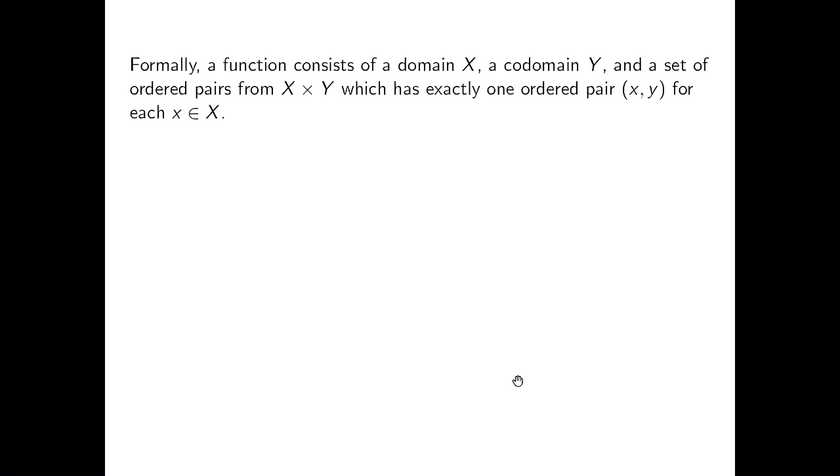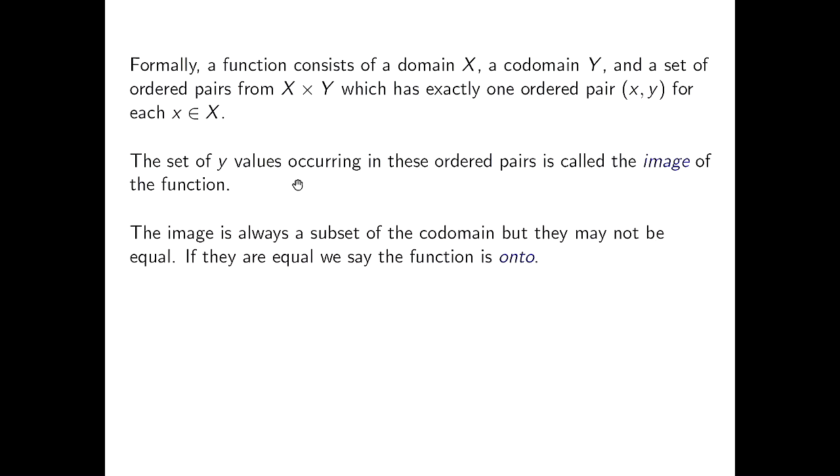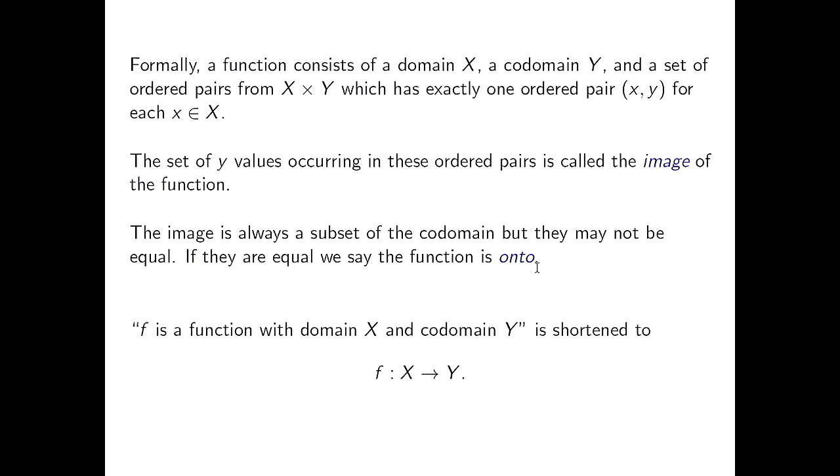I know that was a lot of hand waving, we'll actually see some examples. So again, just to go through it, the function is a domain X, codomain Y, a set of ordered pairs from X cross Y, one for every x. The set of things that actually comes out of the function is called the image of the function. The image is always a subset of the codomain, but if they're equal, we say the function is onto.